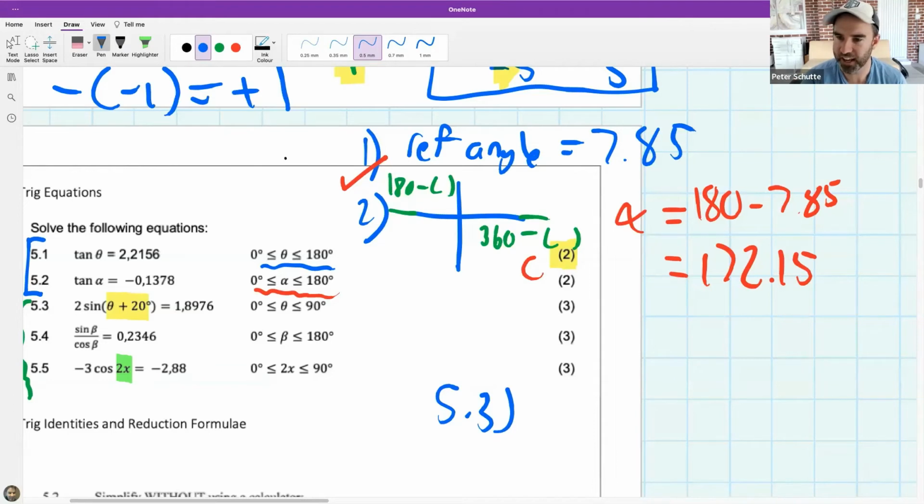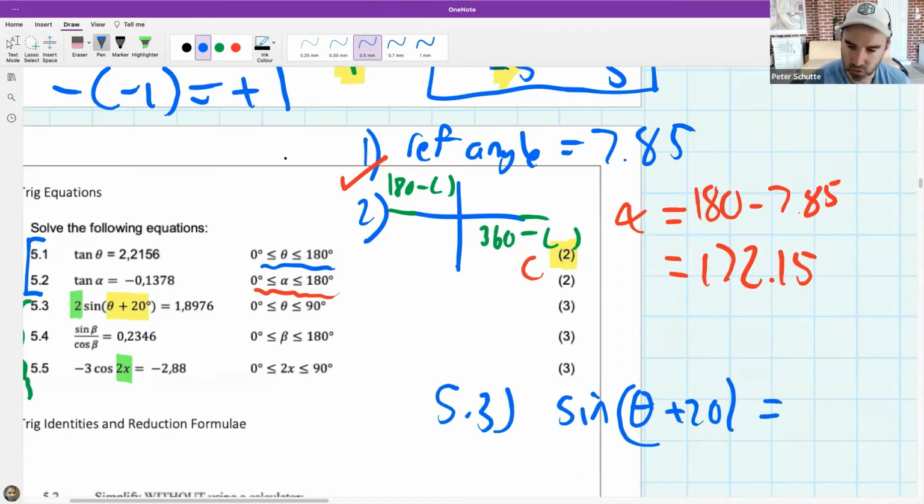Okay, good. I love it. Divide by 2 first. You're absolutely right. You must divide by 2 because that makes life difficult. So step 1 is going to be to change this question to sine of theta plus 20 equals 1.8976 divided by 2, which is going to be 0.9488. But we're not done.